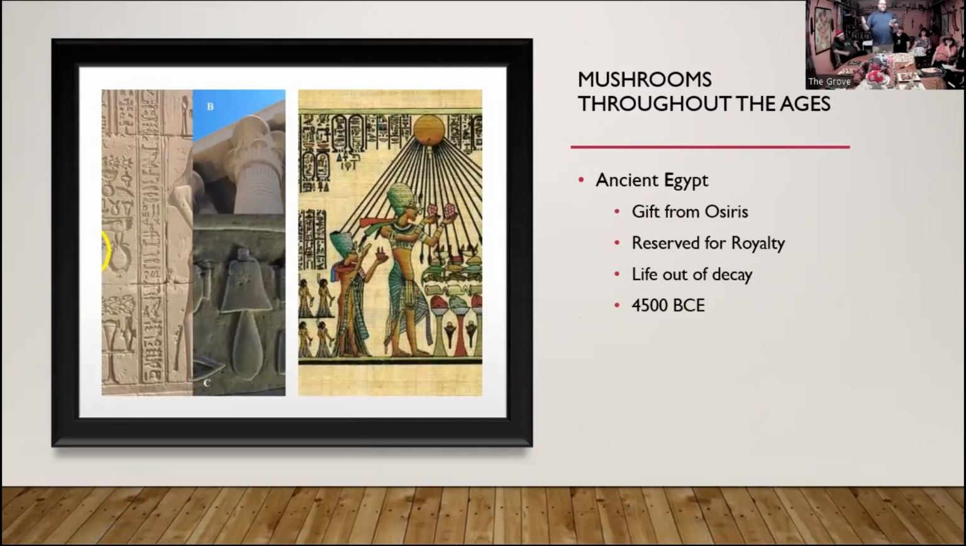It followed the life-death cycle, and the mushrooms represent all three stages of life and death: birth, growing older, and decay. And it's also life out of death, because from the decay in the soil comes the fungus and the mushrooms that sprout. So ancient Egypt, one of the earliest ones, and on the slide we have some of the hieroglyphics that show mushrooms in ancient Egypt, as well as some of the stone carvings. Next slide, please.